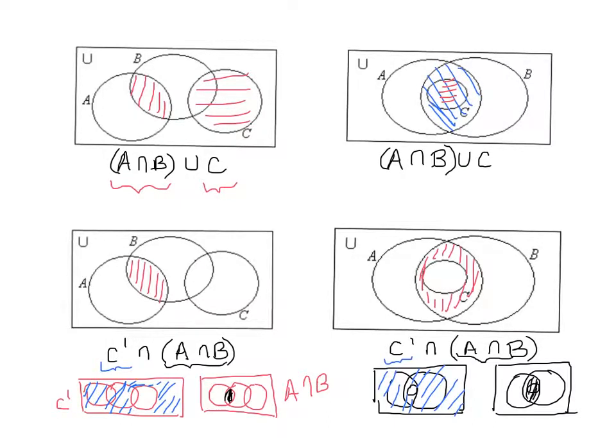Okay, so there you have it. Those are your answers for the last two. At the bottom, I've shown my work. I did that because I wanted to visualize what the sets had in common. So I wanted to see what C complement had in common with A intersect B, and those were the areas that I got.